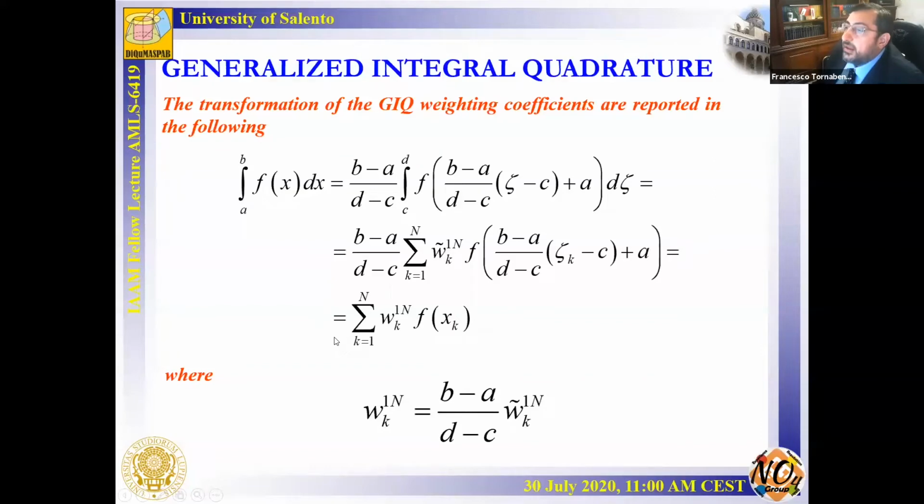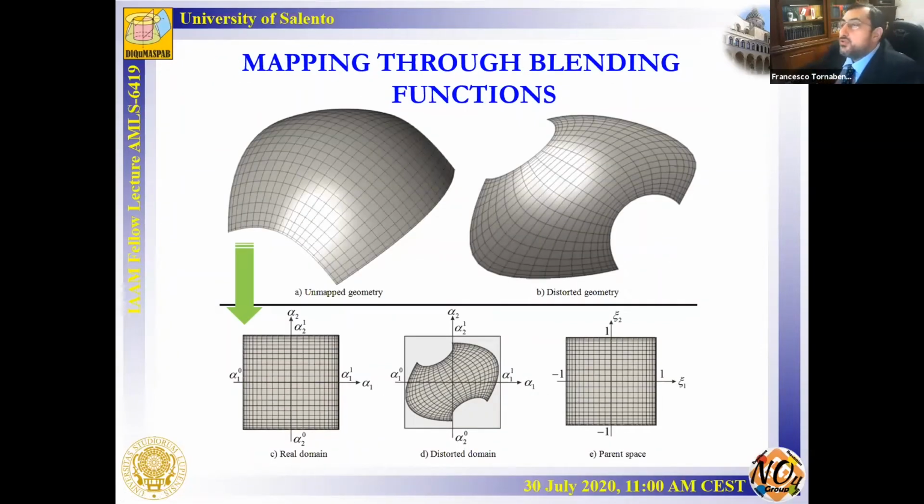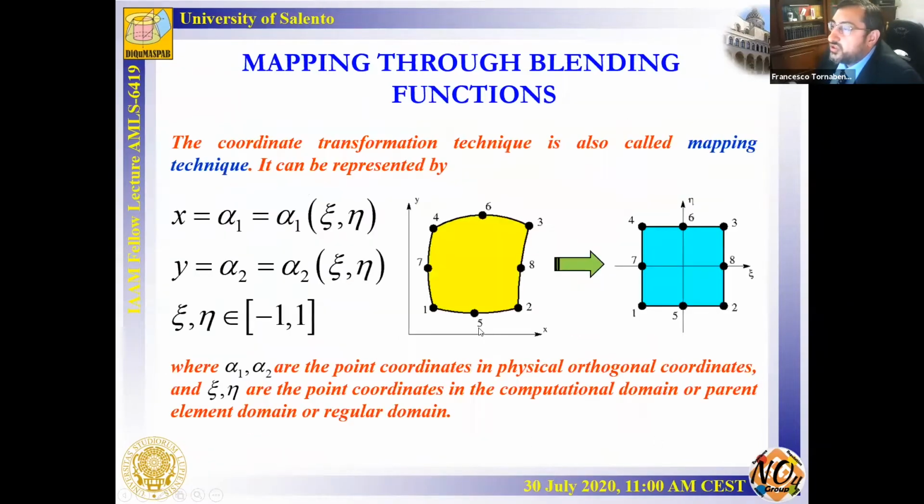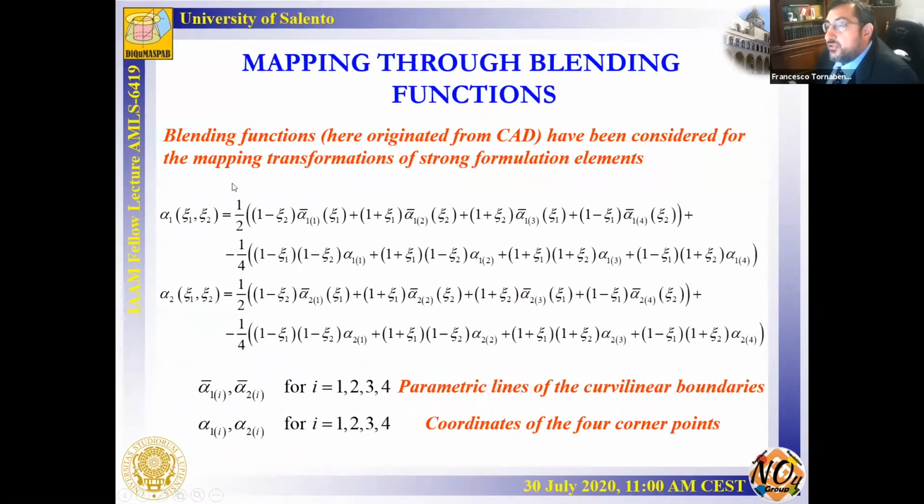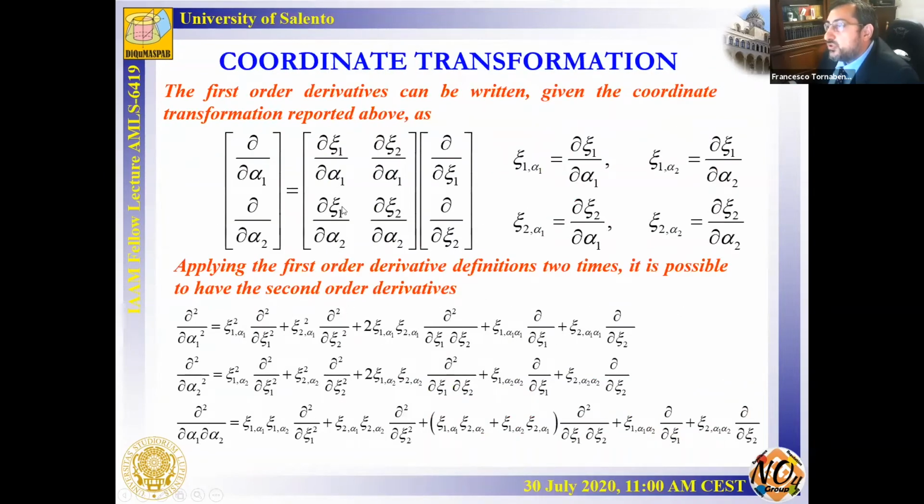After that, due to the fact that I want to study very complicated shell geometries, I can start from the mapped geometry and introduce a mapping technique to pass through the parent space in order to obtain this distorted geometry. To obtain this mapping, I use a blending function as reported in the slide, and I also have to introduce the Jacobian of the transformation to evaluate all the parameters that I need for this transformation.